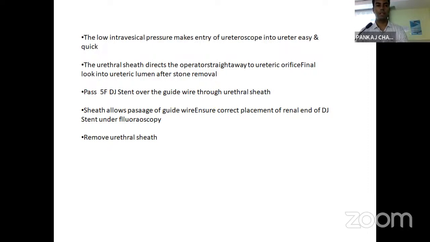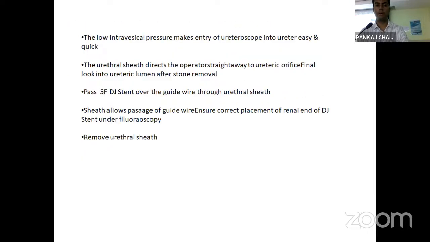A 5 French stent or guide wire is passed through the ureteral sheath. The sheath allows passage of the guide wire and ensures correct placement of the renal end of the stent under fluoroscopy. And the ureteral sheath is removed.